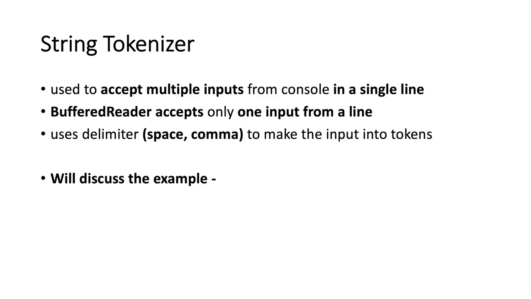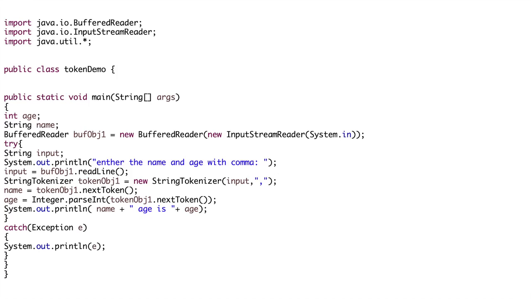With the help of a comma or space, you can use some special characters to divide the input from one input to another input. We'll see the example. BufferedReader accepts only one input from the line, but StringTokenizer will accept a number of inputs from the same line. Okay. Now this is the example you can see. Here I'm using the same BufferedReader, I'm going to use it to read the content from the console, right?